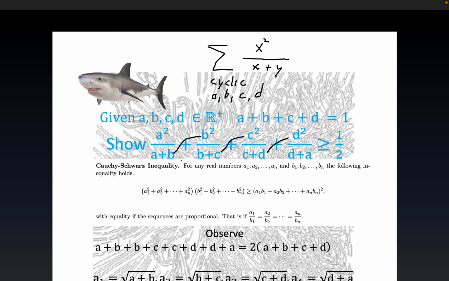Now we have the variables A, B, C, and D, and they're positive real numbers. I think that's important here, although I'm not 100% sure why. The R plus just means the positive real numbers. And the initial condition here is A plus B plus C plus D is equal to 1. Okay. Now we want to show that this left-hand side is greater than or equal to the right-hand side.